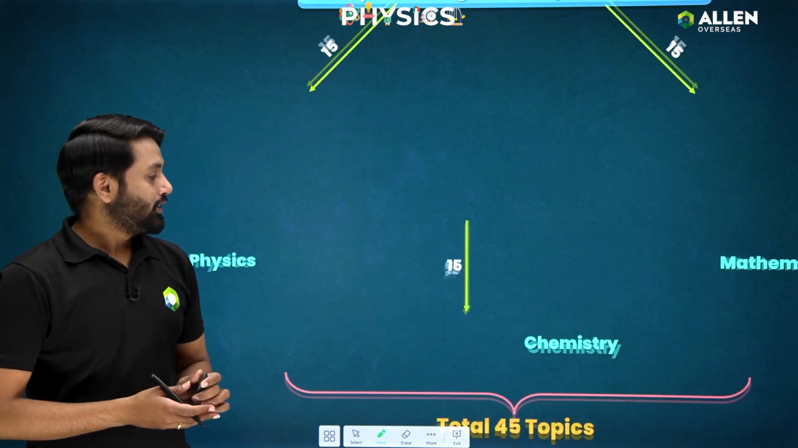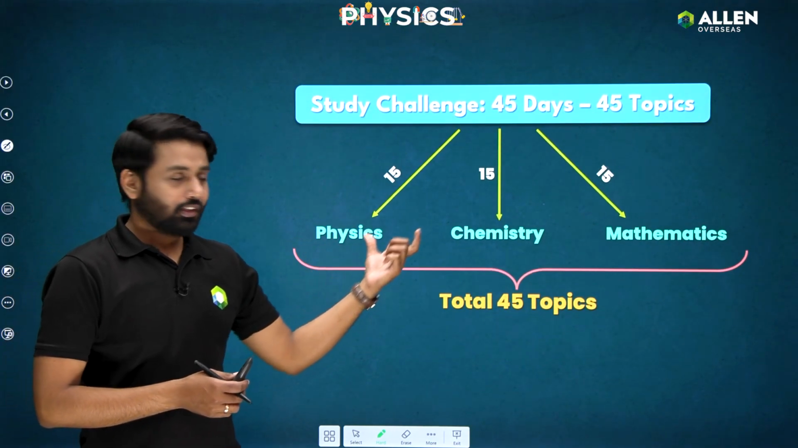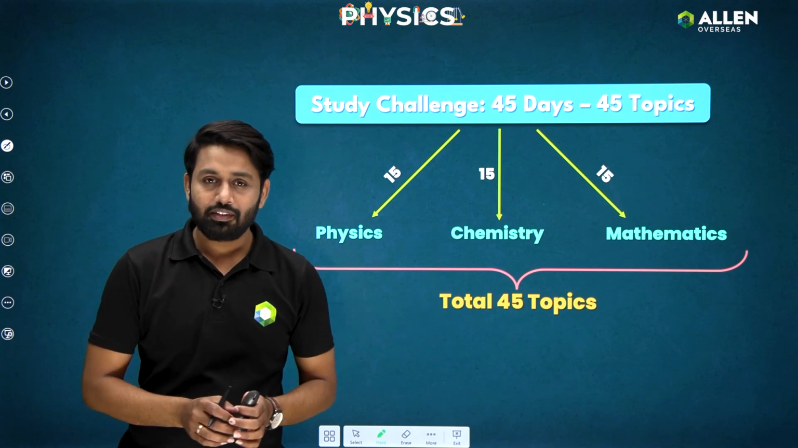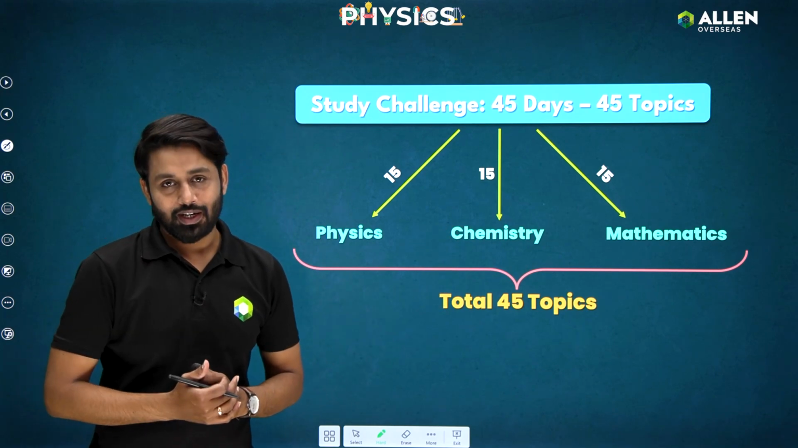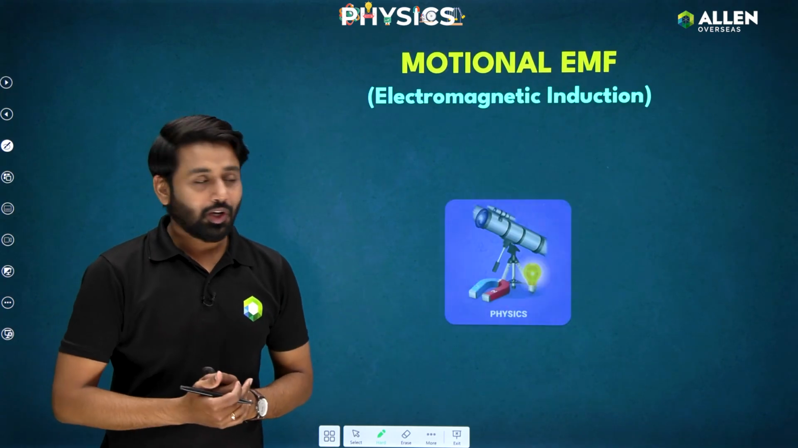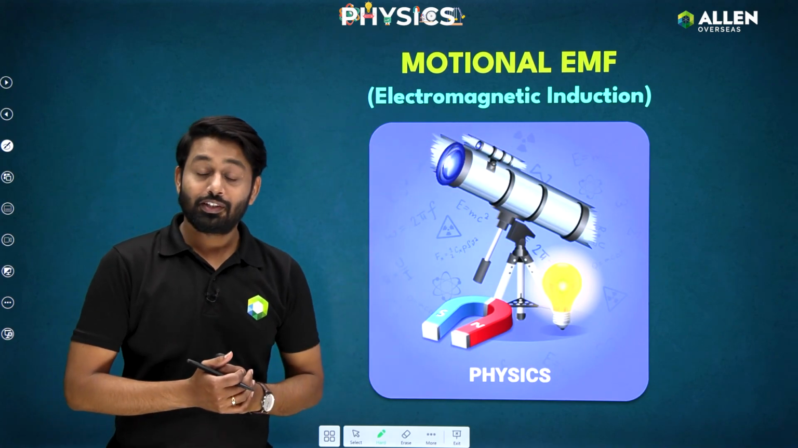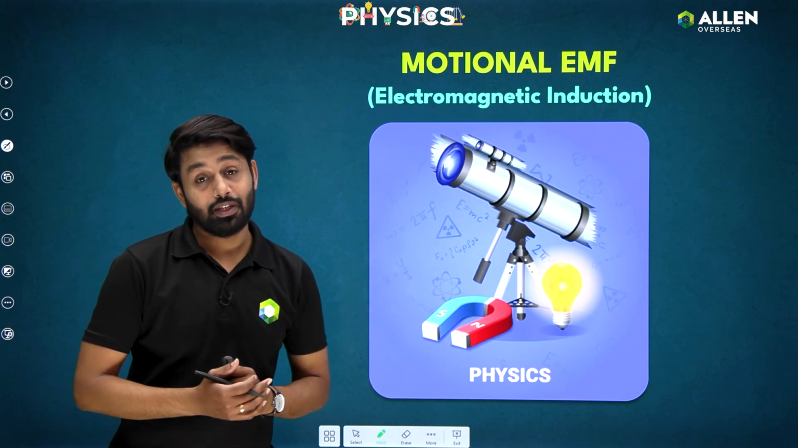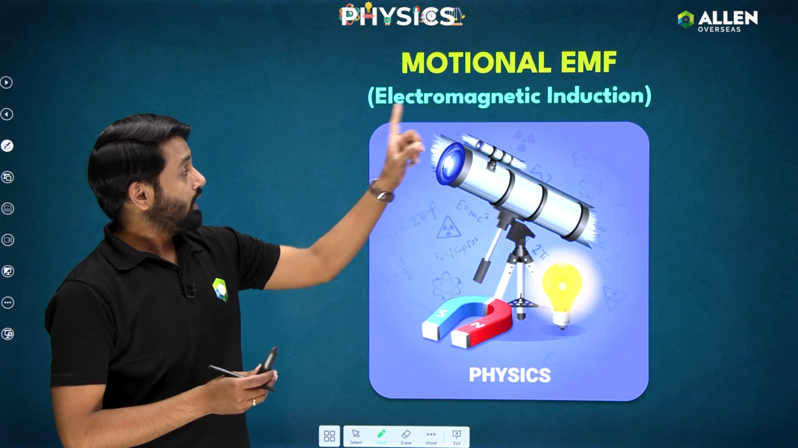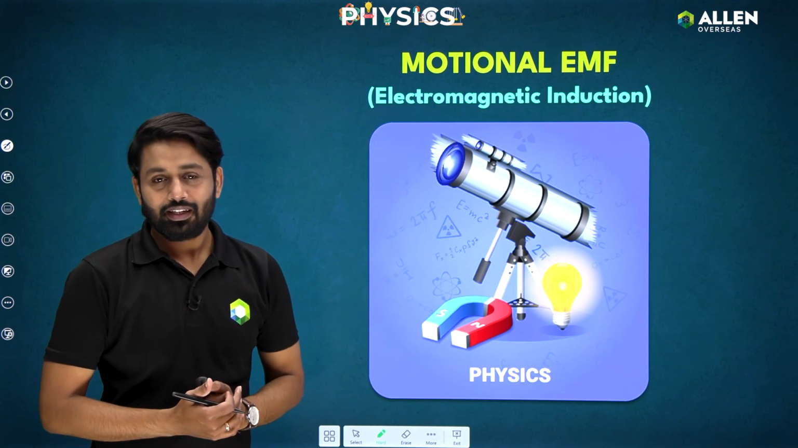This is the distribution of topics in physics, chemistry and mathematics. I'm going to cover the physics part. So let's begin with the topic Motional EMF. This is a very important topic for the JEE Main examination. This topic is from Electromagnetic Induction.